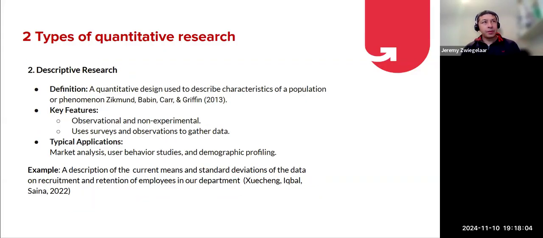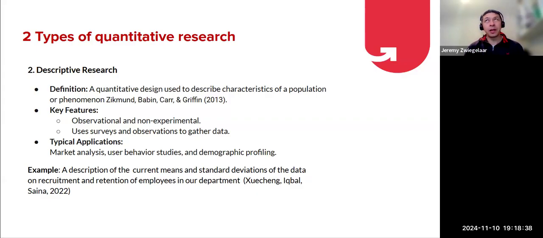Then we look at other types of research, descriptive statistics or descriptive research. This is a quantitative design used to generally characterize what's happening in the population or looking at a phenomenon within their population. So, for example, we might look at what are the patterns of employee salaries over time, but also the differences between the genders on salary.